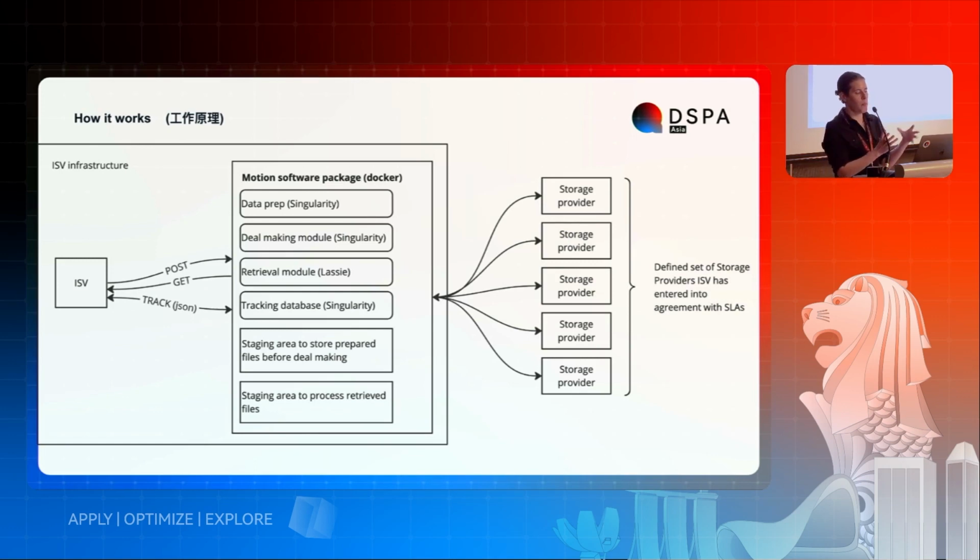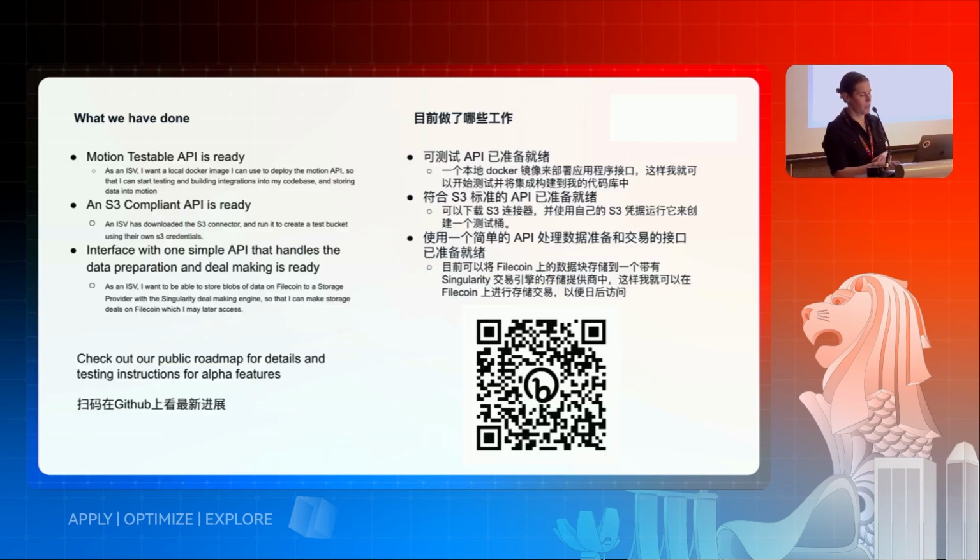So this Motion package living on the ISV then actually sends the data off to storage providers to store the data. This is an ongoing project. Right now, we have a testable API that is ready and that anyone can use to integrate their apps, to test it out, to see whether this interface makes sense. And we also have an S3 compliant API that can sit in front of Motion so that you can use the S3 semantics, like put object, get object, put bucket, et cetera, in front of Motion and get the data stored on Filecoin using complete S3 semantics.